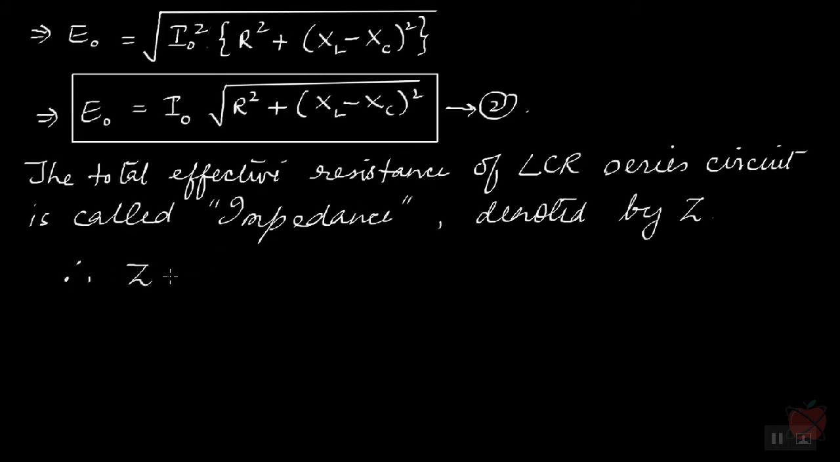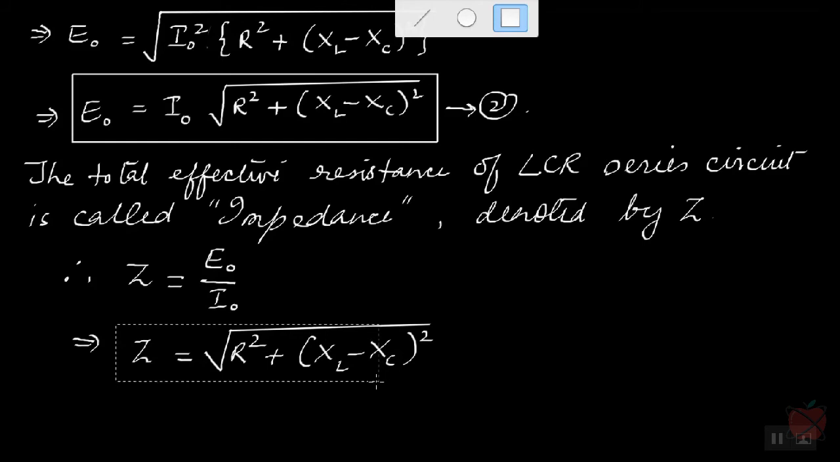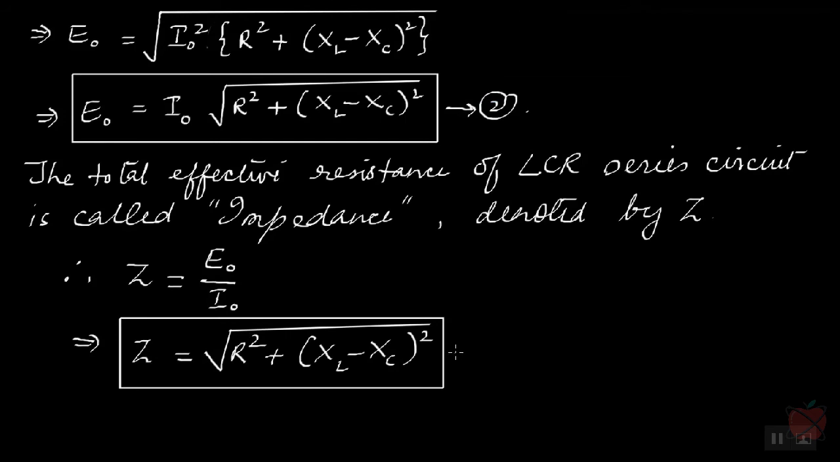So impedance, we know that resistance is voltage by current. Yes or no? Here the voltage is E naught and the current is I naught. So from here we get Z is equal to E naught by I naught. Take this I naught here, are we not left with this term in the square root? So we're getting R square plus (XL minus XC) whole square under a root. Okay, a very important relation.